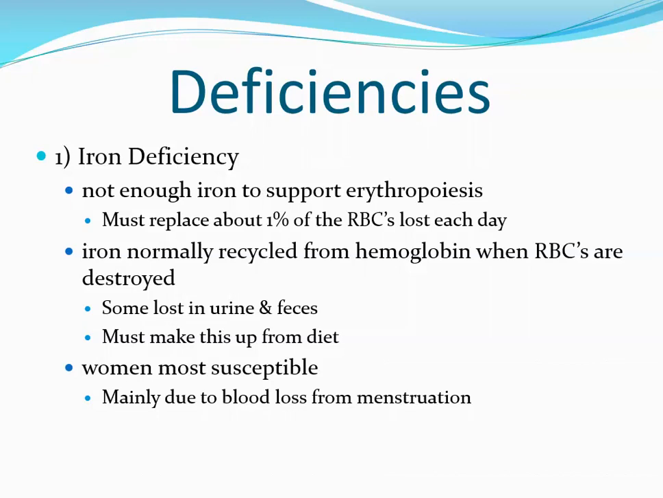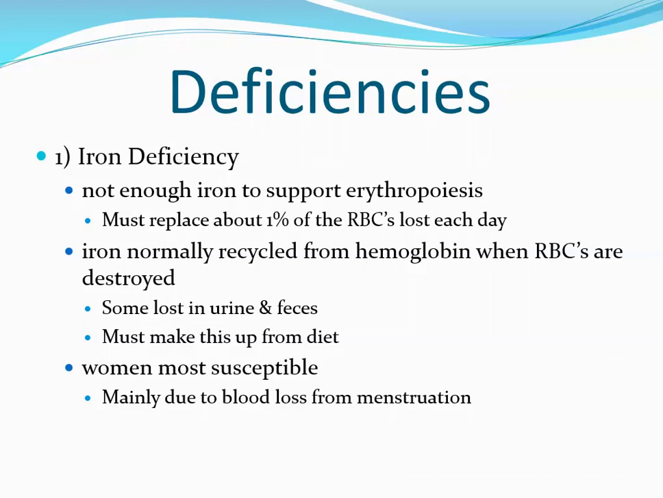Every day, we need to replace roughly 1% of all of our red blood cells because they are cleared out and destroyed on a daily basis. The good thing is that our body is a great recycler. When red blood cells are destroyed, the iron will be released from the hemoglobin and recycled to make new hemoglobin. However, this is not 100%. Some will still be lost in the urine and in the feces, as well as small amounts through our skin when we perspire. So we have to make up for this loss through diet.